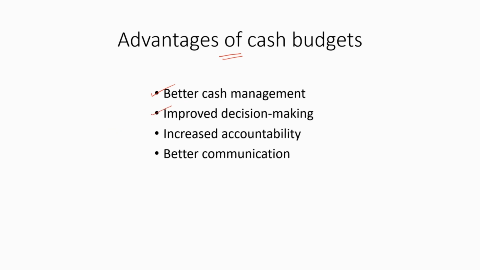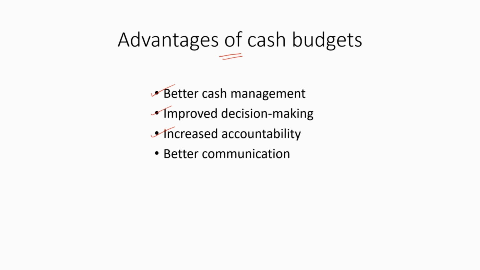Improved decision making. By providing a clear picture of expected cash inflows and outflows, cash budgeting enables businesses to make more informed decisions about investment opportunities, financing options, and spending priorities. This helps them to allocate resources more effectively and make strategic choices that support long-term growth and profitability.